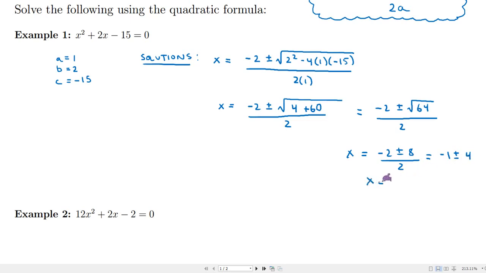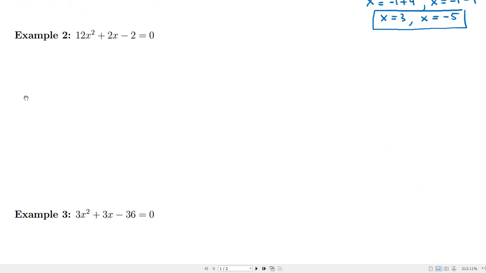So x is negative 1 plus 4. x is negative 1 minus 4. So that's x is 3, and x is negative 5. And if you were to solve this by factoring, we would see that the factors would have to be positive 5 and negative 3, and then when you solve the roots by the zero product property, these would be your solutions. So that looks correct.